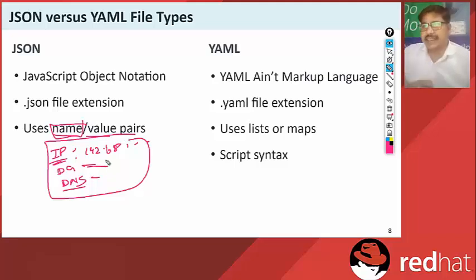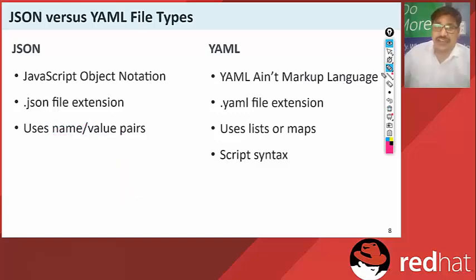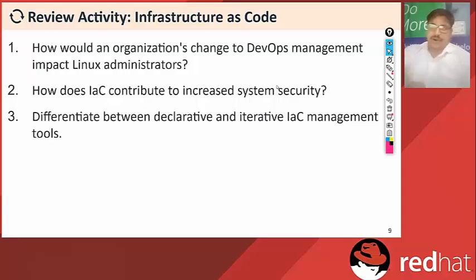The other type of file used is YML. This is not actually XML, neither is it HTML. This is not a markup language. The file extension is .yaml. It uses lists or maps and is based on script syntax. So these are the files used. These two files are generally used for managing DevOps. Okay.